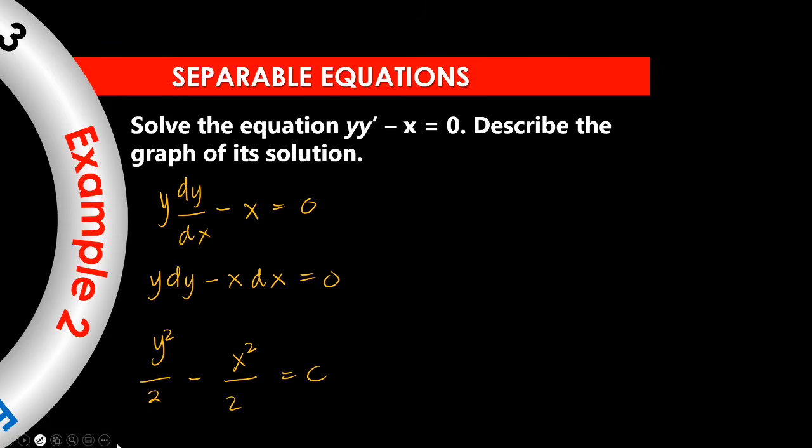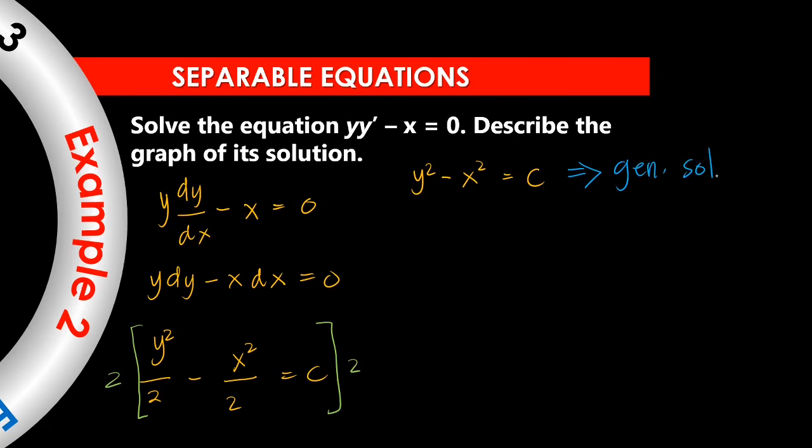So now again, I multiply both sides of the equation by 2 to eliminate the denominator. And so we can express our final answer in a simpler form. So multiplying both sides by 2, we will get y squared minus x squared equals c. This is now the general solution to our differential equation. Okay? The general solution. Now, can we describe the family of curves represented by this general solution?